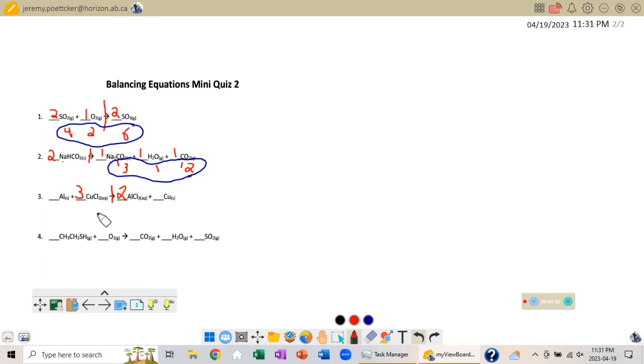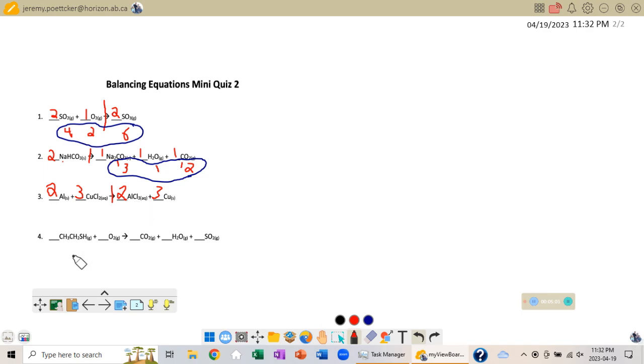And now I start chasing my aluminums. I say, oh, okay, look, I've got 2 aluminums on the right. Means I have to have 2 on the left. And I have 3 coppers on the left, which means I need to have 3 on the right. And I'm done. I have 2 aluminums on each side. I have 3 coppers on each side. And I have 3 times 2 is 6 chlorides here, and 2 times 3 is 6 chlorides here.